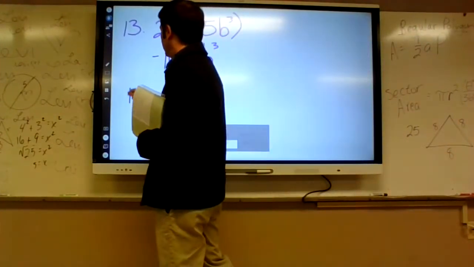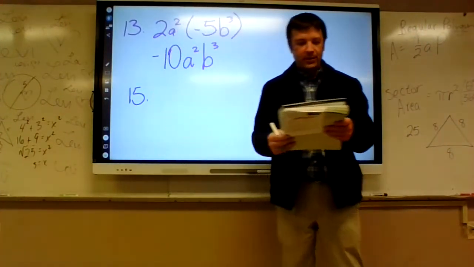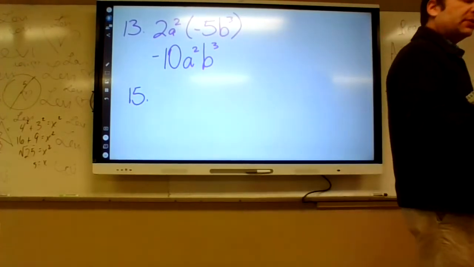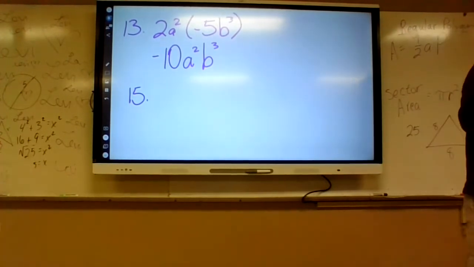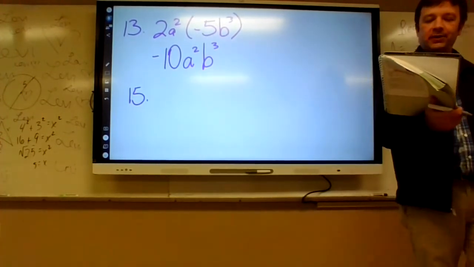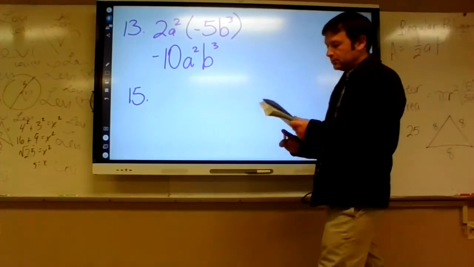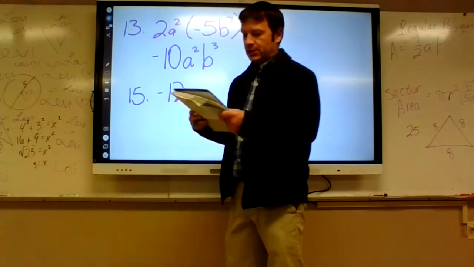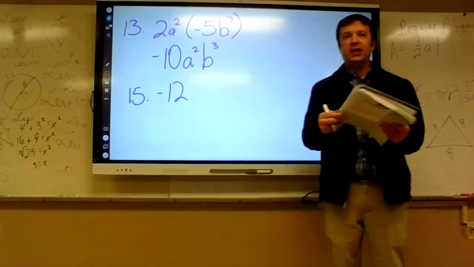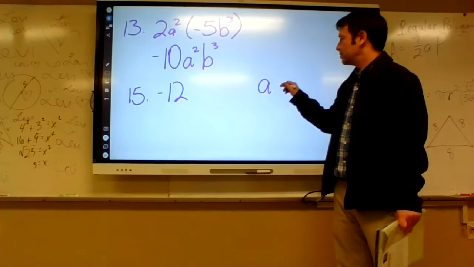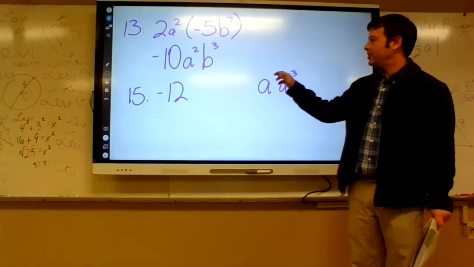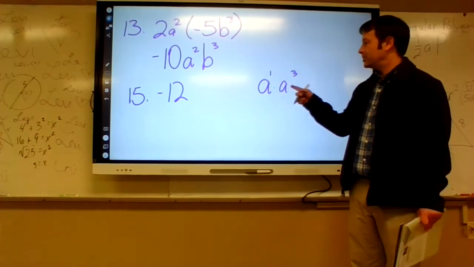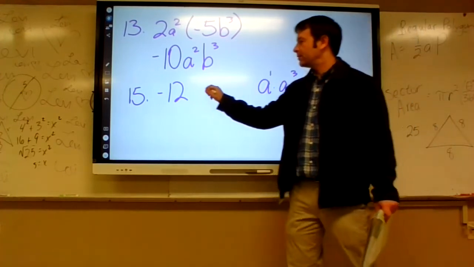But the order of the letters doesn't really matter. Number 15, kind of the same thing, isn't it? I'm not going to copy 15 down. So we're just going to multiply whatever we can multiply together. So what's 4 times negative 3? Negative 12. And what is a times a to the third? Right. Remember a still counts for 1. So what's a to the 1 times a to the third? A to the 4th.